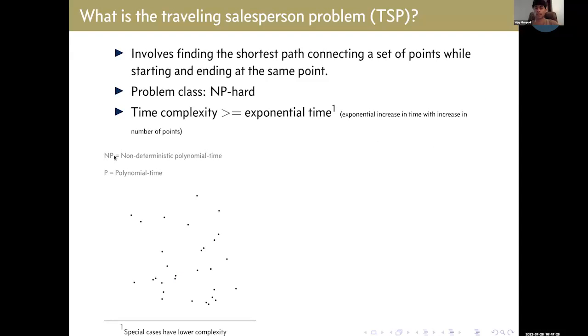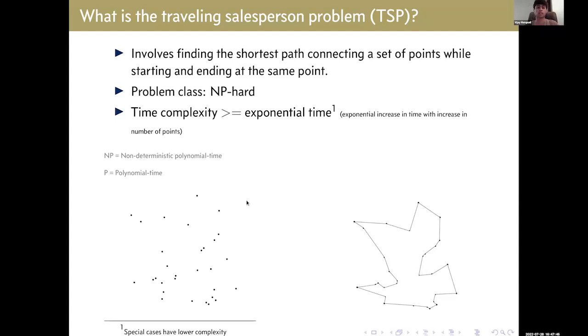So to begin with, what is the Traveling Salesperson Problem? It's a problem that involves finding the shortest path connecting a set of points while starting and ending at the same point. So if you have a set of points like the ones here, the optimal TSP solution, or the shortest path, would be the one here.